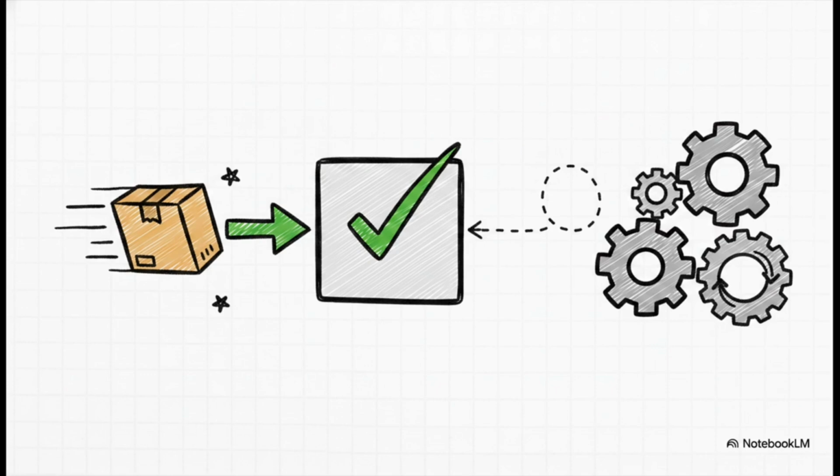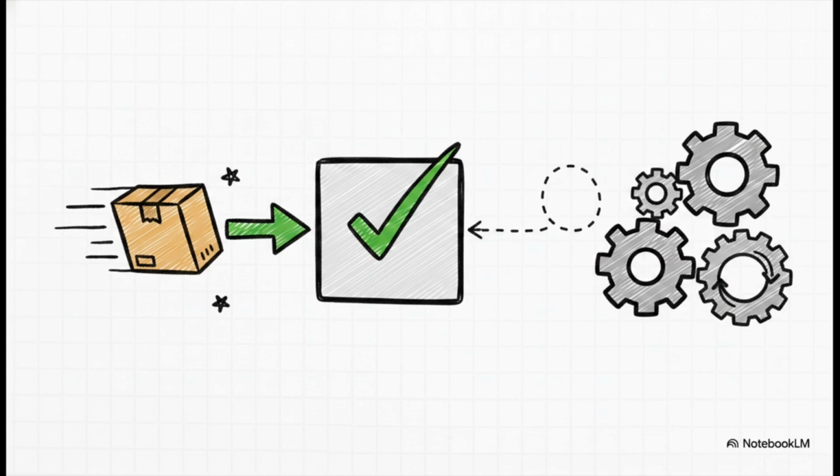Acknowledge immediately, process asynchronously. When your server gets that webhook, it needs to fire back that 200 OK response incredibly fast. The absolute most crucial thing here is that you do not try to do any heavy processing before sending that response. You have to acknowledge receipt right away and then take the actual data and do the heavy lifting in the background asynchronously. Why?